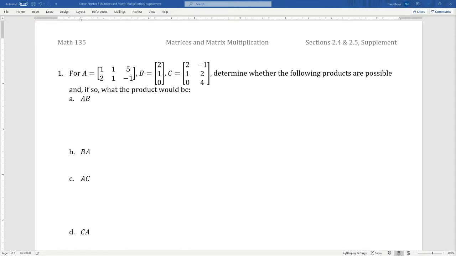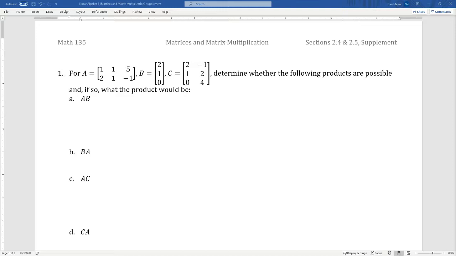In this video, we're going to be looking at some examples from 2.4 and 2.5 on matrices and matrix multiplication. Actually, we're going to be focused entirely on matrix multiplication in this video. If you're struggling with matrix addition or subtraction or scalar multiplication of matrices, that's not covered by this video. We're going to be doing just matrix multiplication.